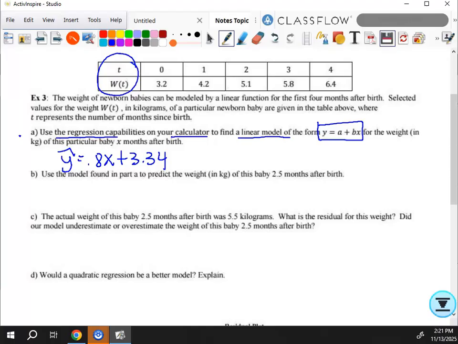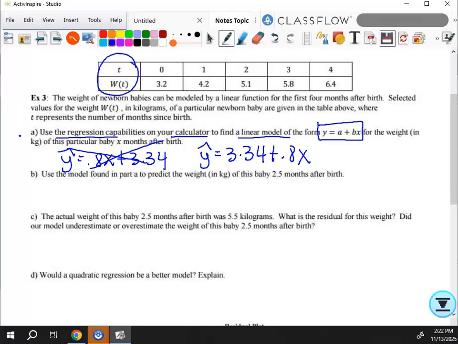Now, that is what Desmos told me, but that's not the end all be all. This is actually what it asked me to write. Y hat equals 3.34 plus 0.8x. Will they be that nitpicky? Honestly, I have no idea. So is it worth the risk? No, just do what it says and you don't have to worry about it. Okay? I mean, all right, we all good?